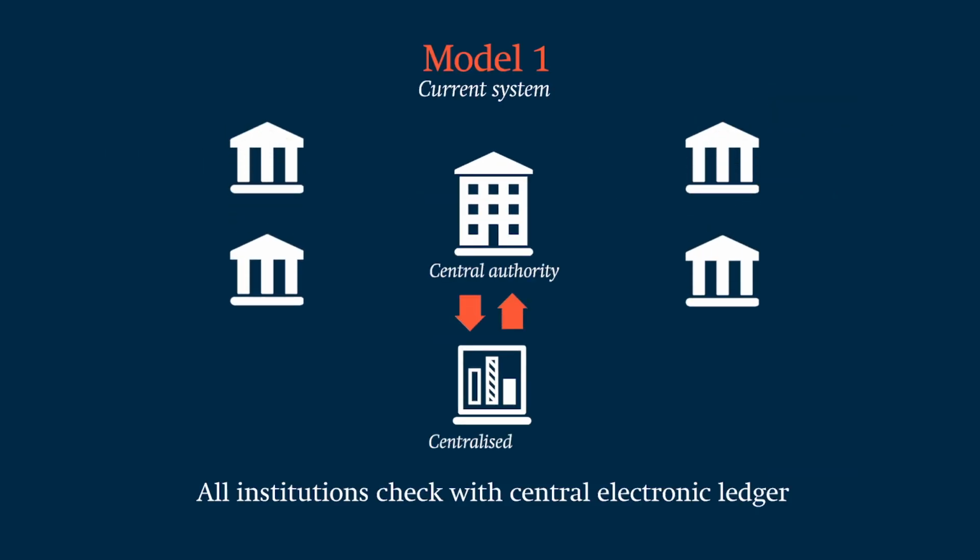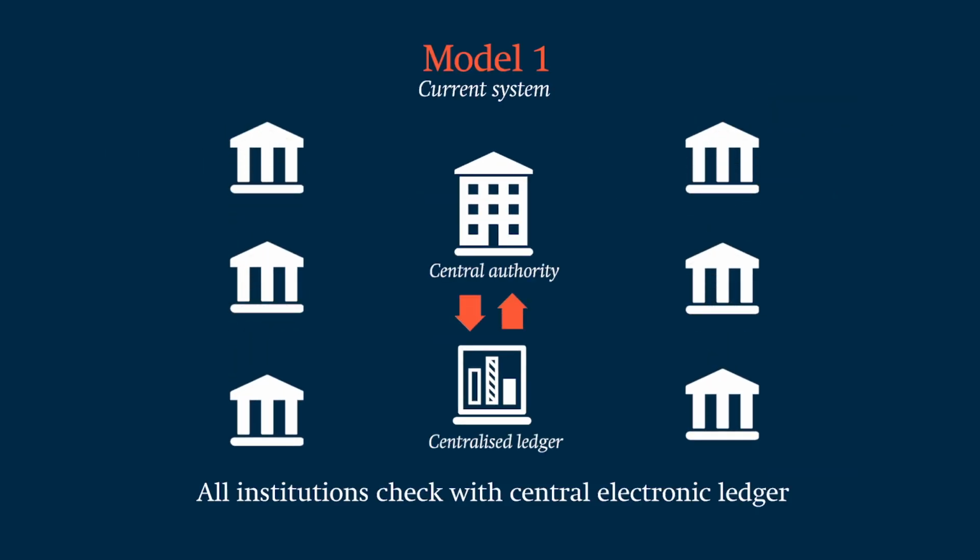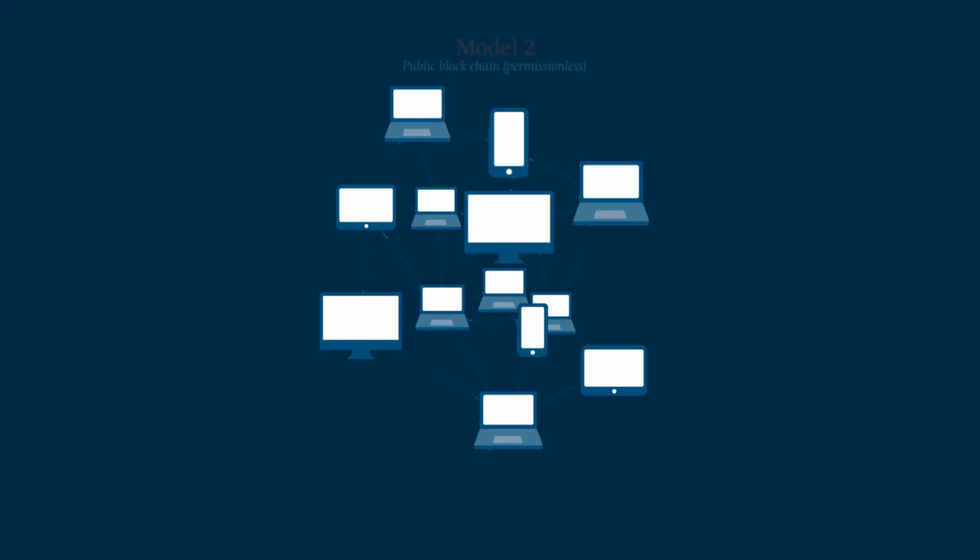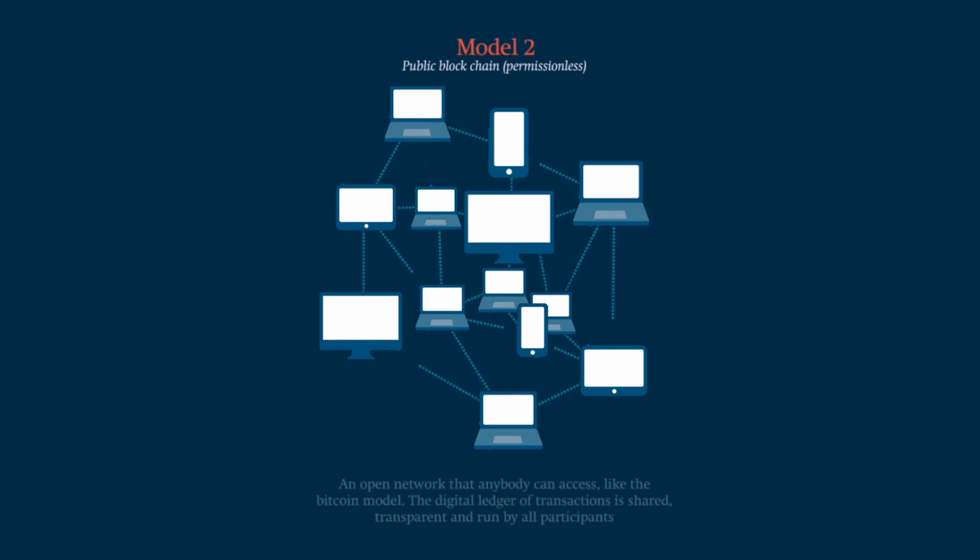Blockchain is often divided between permissionless and permissioned distributed ledgers. Model 1 shows the current systems where transactions are reconciled with a central electronic ledger. Model 2 shows a public blockchain or a permissionless distributed ledger. A public blockchain is an open network that anybody can access. It is open to all, and transactions can take place between parties that neither know nor trust each other.